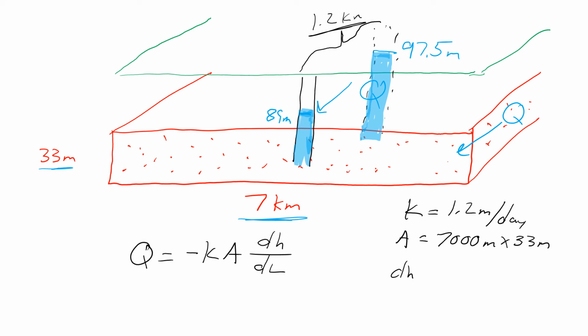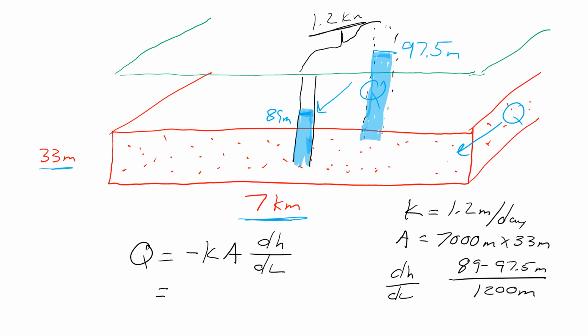dH over dL. The difference in height between the two wells, 89 minus 97.5 meters, over change in distance, which is 1.2 kilometers. I'm just going to convert that right away to meters. There are your various values.